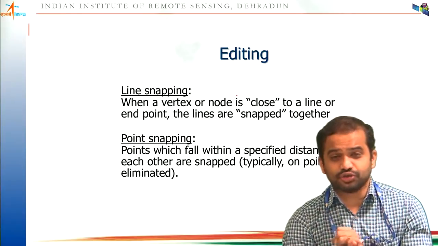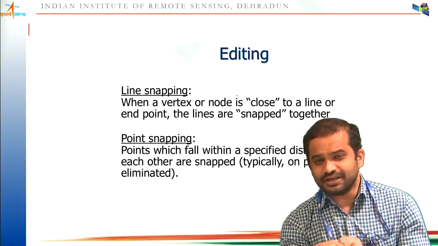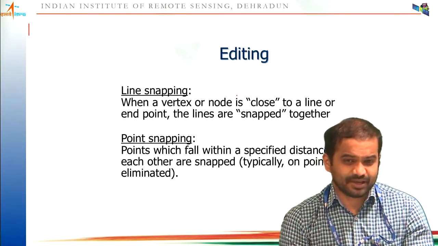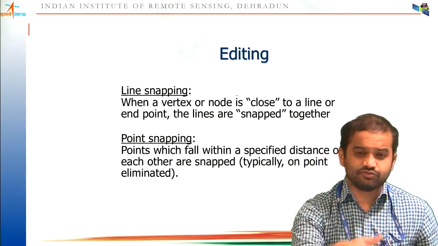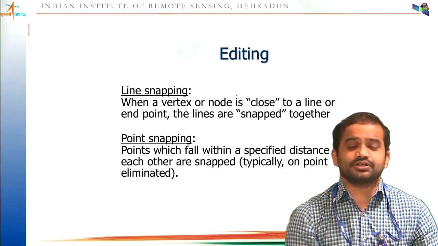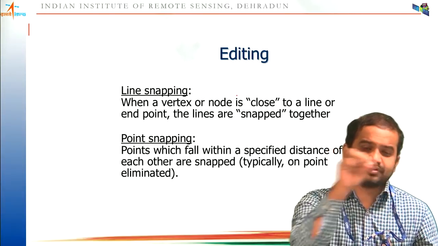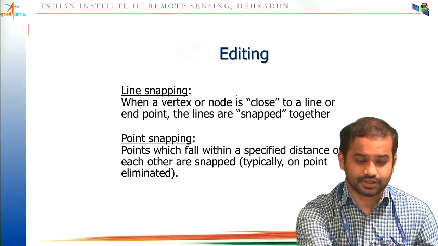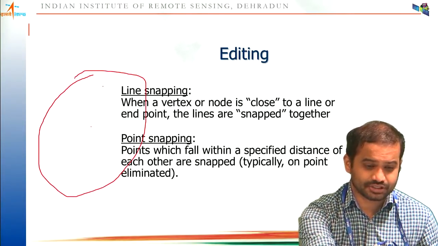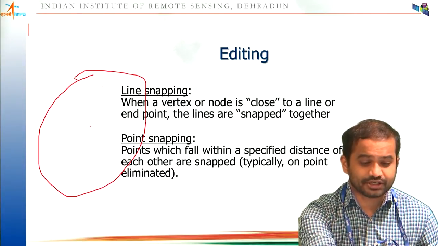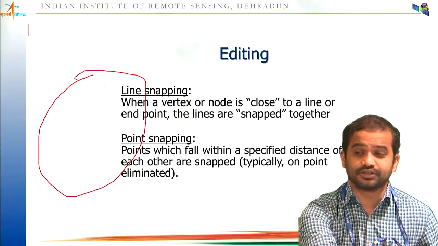The problem of overshooting and undershooting will not come if you define a proper tolerance, so that while digitizing you automatically join with the nearby line. This is called line snapping. Another one is called point snapping, where points which fall within a specified distance of each other are snapped together. Earlier when I created a vertex, I was snapping to the line. Now I am creating another point, and this point will join with another point nearby. Suppose this is my threshold distance. The point I want to create falls within the threshold, so it will not create a duplicate point, but will snap to this point.